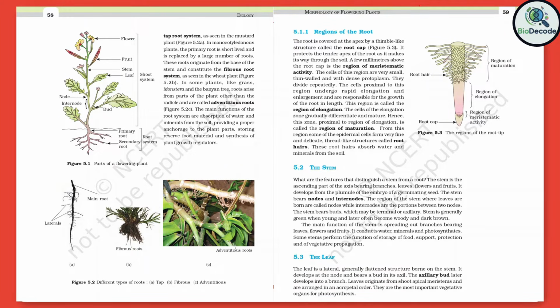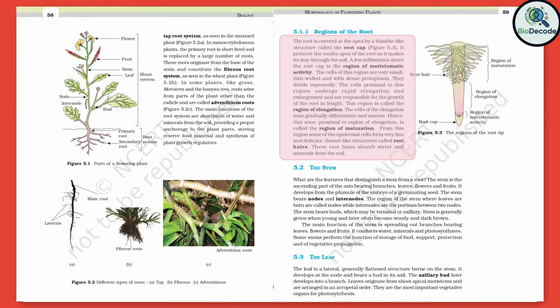Regions of the root. The root is covered at the apex by a thimble-like structure called the root cap, figure 5.3. It protects the tender apex of the root as it makes its way through the soil. A few millimeters above the root cap is the region of meristematic activity. The cells of this region are very small, thin-walled, and with dense protoplasm. They divide repeatedly. The cells proximal to this region undergo rapid elongation and enlargement and are responsible for the growth of the root in length.